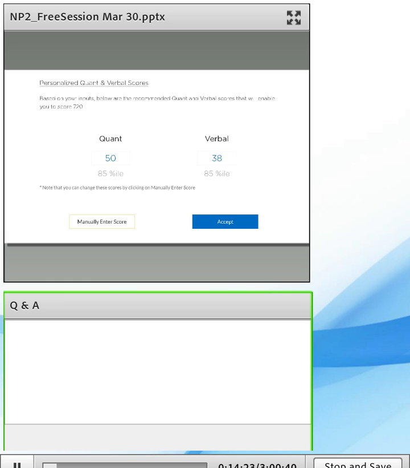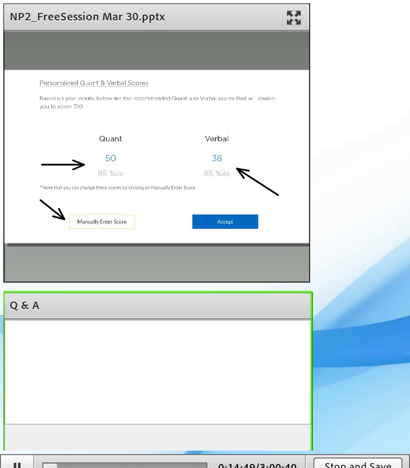So the recommendation that it gives you is a Q50 and a V38. Now, this is an excellent recommendation, but for a few of you who may not like this, you can actually change this. And the beauty of this is, if you do choose to say, I want to get to a Q48, not a Q50, it automatically calculates the corresponding verbal score so that you still hit that 720 score. But now you have these milestones of a Q50 and a V38.